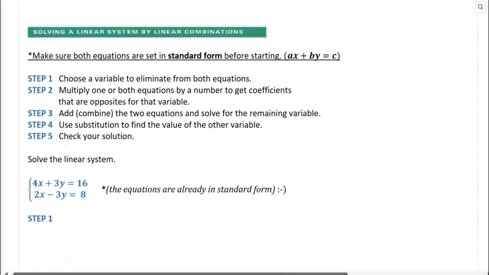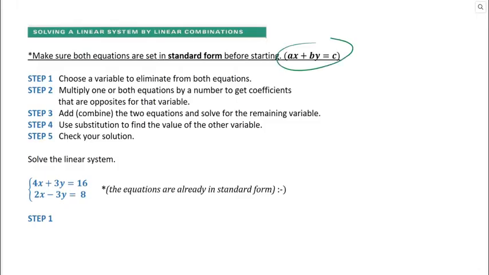So let's look at the steps in solving a linear system by linear combination. Now, you have to make sure that both equations are in standard form, ax plus by equals c. If they're not, you have to make it so. And here are the steps. You're going to want to write these steps down before we move even further. So pause the video and write these steps down.